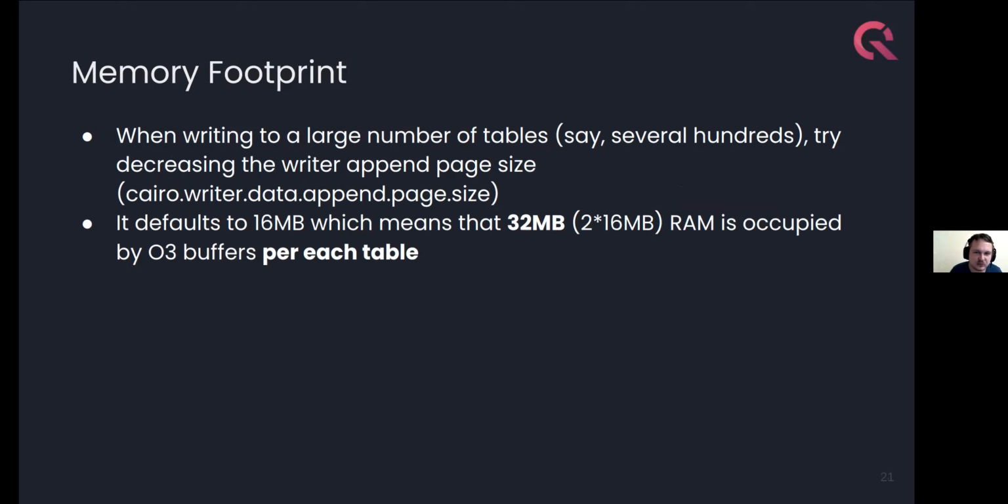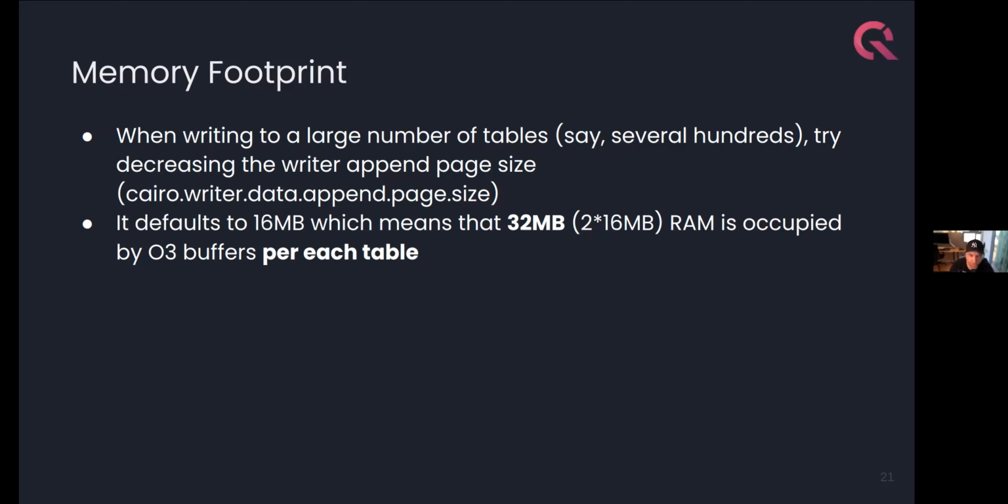When it comes to ILP, if you write to a large number of tables, like hundreds of tables, consider decreasing the append page size that we use in writers. That's because the default value is 16 megabytes. And this means that for each of the tables you write into, we also allocate a couple of additional buffers for out of order writes. So the memory overhead per each table is 32 megabytes.